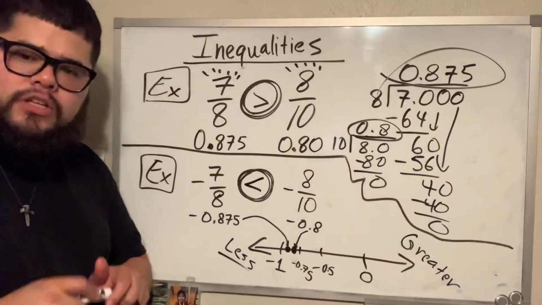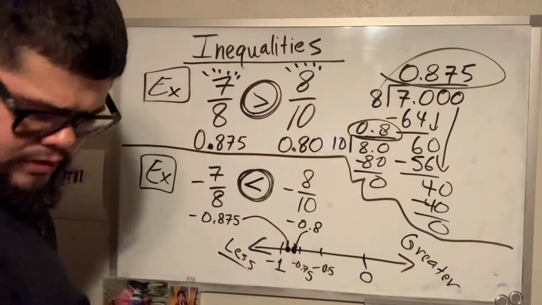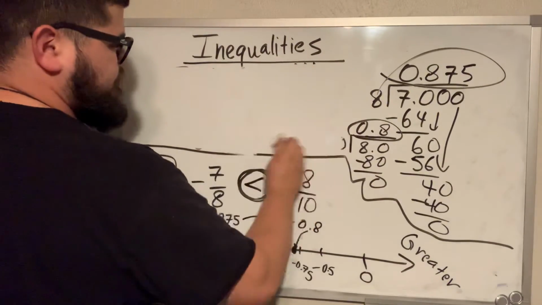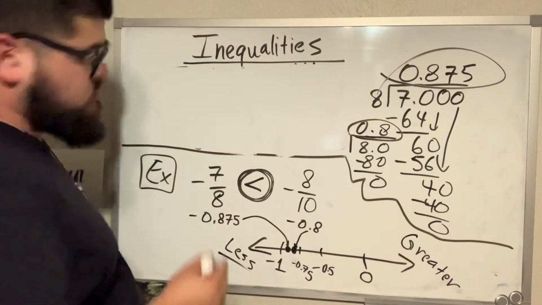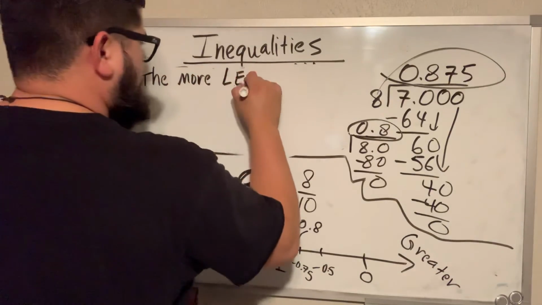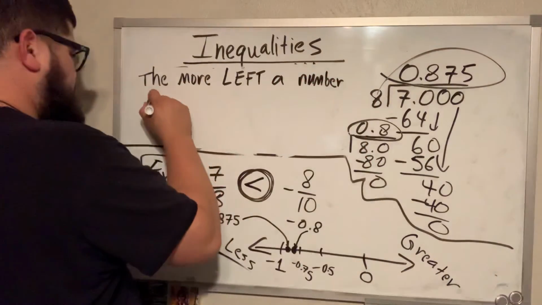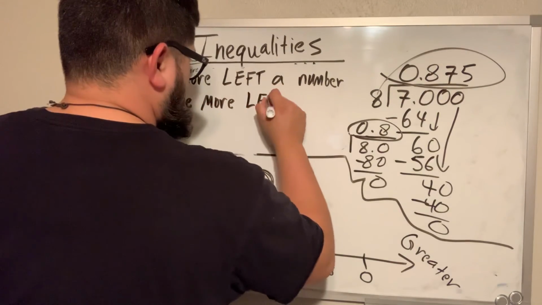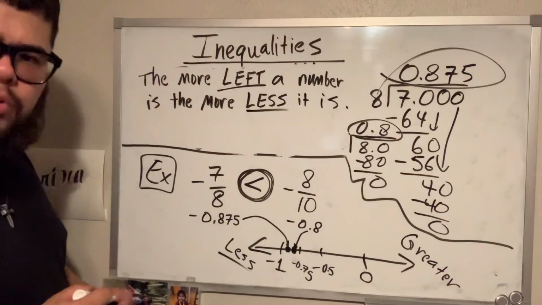Okay, we got to plot these on the number line. We got to see where they land, right? And again, the key part here is the more left, the more less. Let me actually write that up here so you can write that on your paper. The more left a number is, the more less it is. Okay, it's important to remember that.